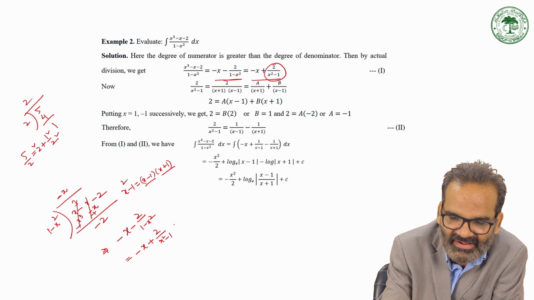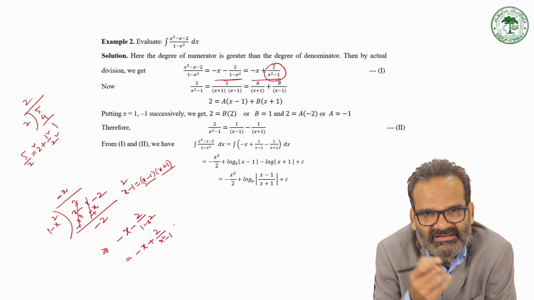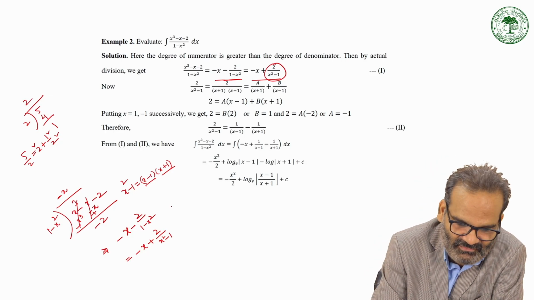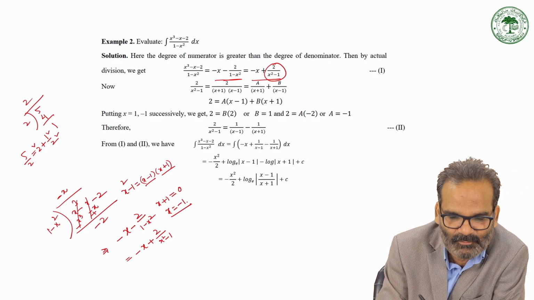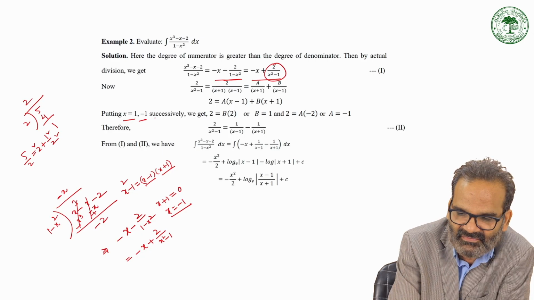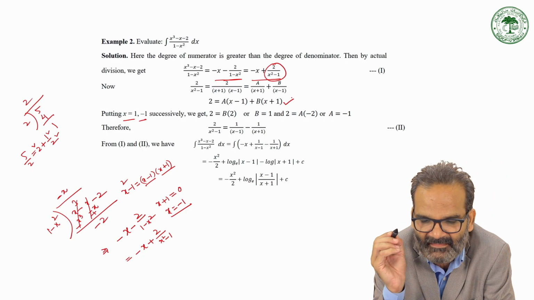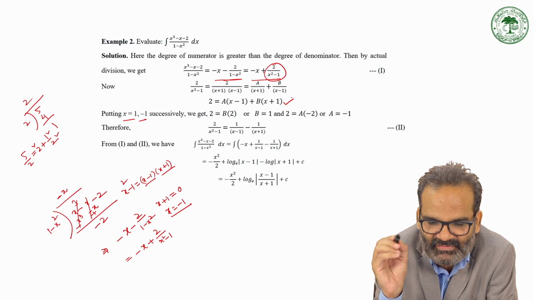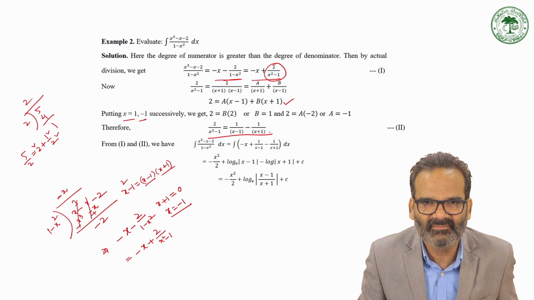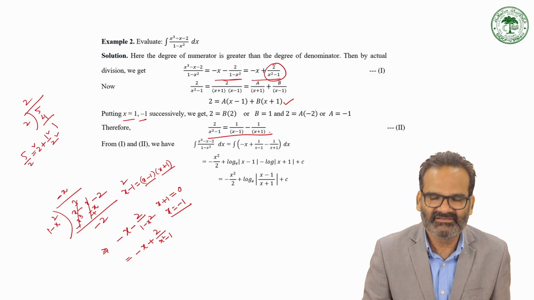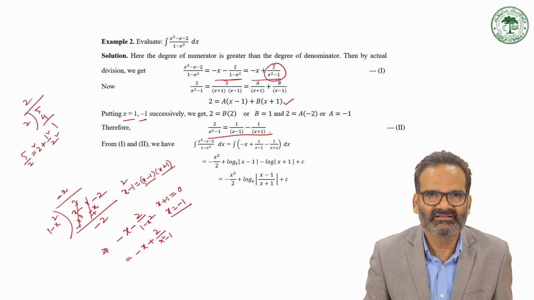In the same way as we did in the last example, x plus 1 is a factor, so x plus 1 is equal to 0, so x equals minus 1 is the root. So put x equal to 1 and minus 1 in this equation, and then simplify it. You will get the partial fraction, and then you can integrate it by using the known methods of integration as we have already discussed.